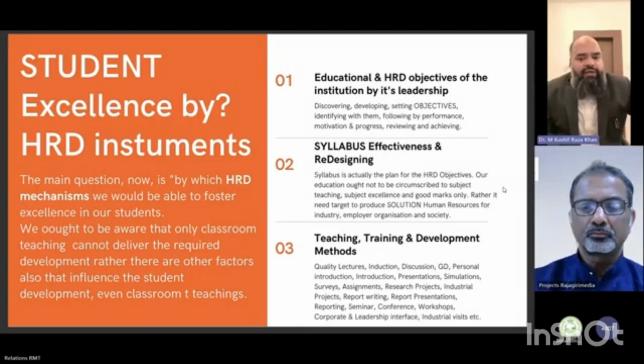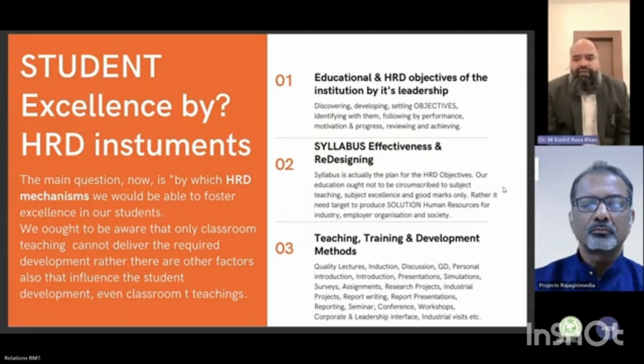And considering all these requirements, we need to produce suitable, right, and solution-oriented human resources. In order to produce right and suitable human resources, we need to make our education effective, and we need to utilize all these supporting HRD instruments in order to develop the right personality of the students. Now, this section is going to talk about how we can improve excellence in our students and what the important HRD instruments are.